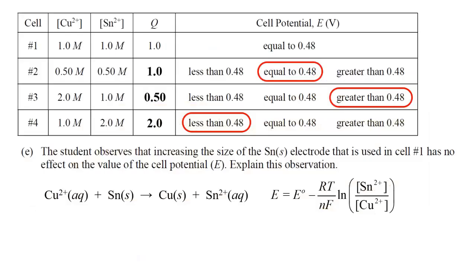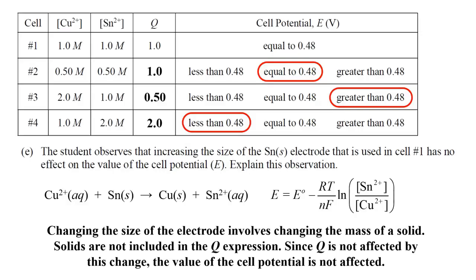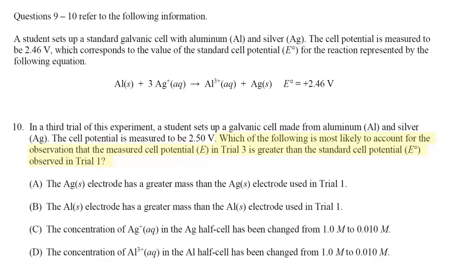Now, in my video for topic 9.10, this question came up in which it says the student observes that increasing the size of the electrode has no effect on the value of the cell potential. And the answer is that changing the size of the electrode involves changing the mass of a solid, but solids are not included in the Q expression. So since Q is not affected by this type of change, then the value of the cell potential is not affected. Let's go back and look at two of the choices in question 10.